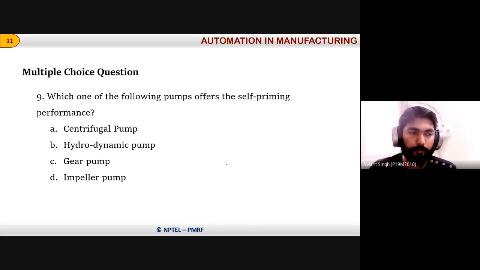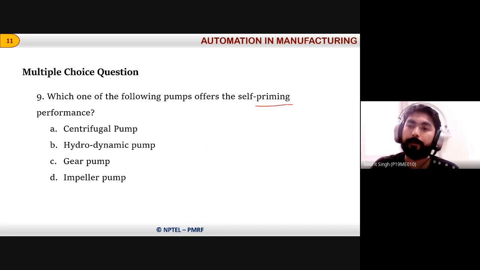Whenever you go to a village side where pumps are there for irrigation purposes, or sometimes in a fire station, the pumps are there to fill the tankers. So what happens is that those pumps always require priming.